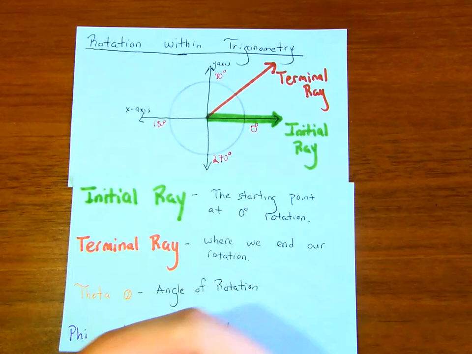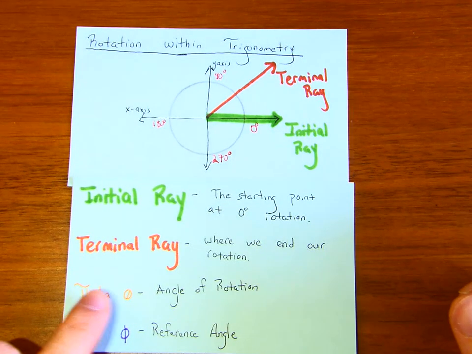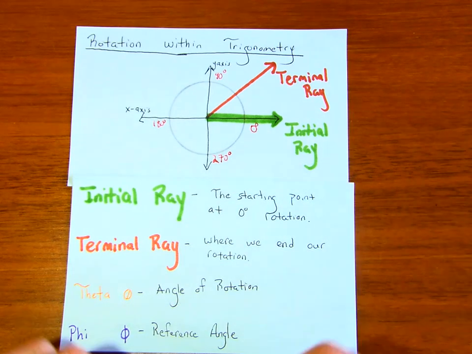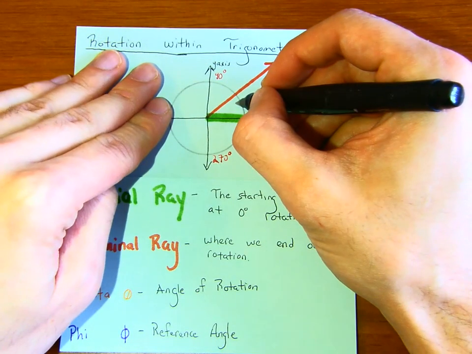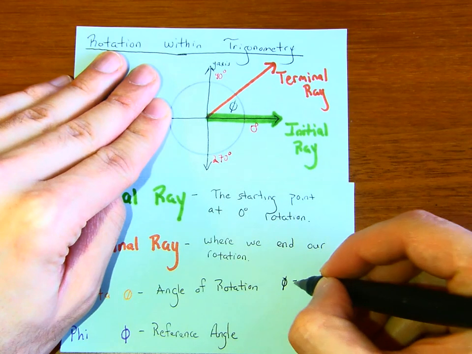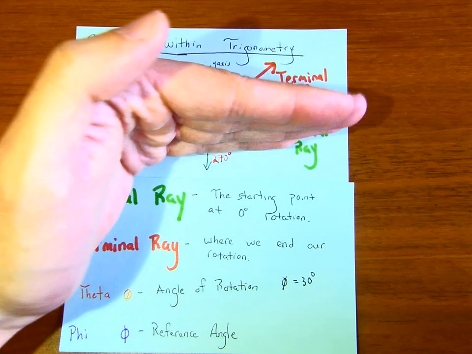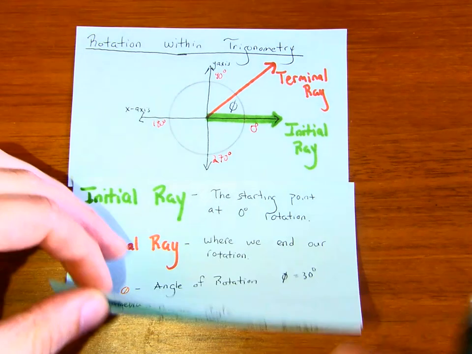Now what's the next notation? It's this symbol of theta. What is theta? Theta is our angle of rotation. So here, if I rotate 30 degrees, we're going to say that this 30-degree rotation is theta. So here, theta is equal to 30 degrees. We're just saying we're rotating this much. Now, phi is the reference angle, and what the reference angle is, we're going to get to right now.